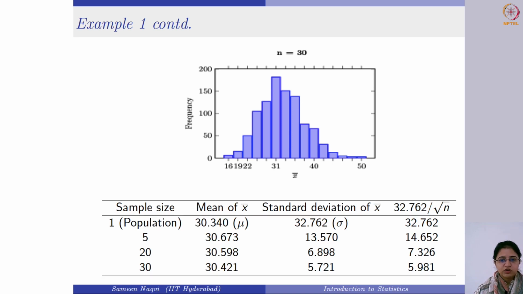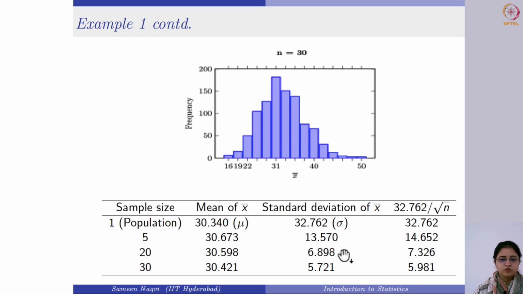If you summarize the observations from these figures, when you take the population itself, mean is 30.34 and standard deviation is this. When we take sample size of 5, the mean remains the same, but the standard deviation is very close to sigma by root n, because sigma is 32.762 divided by root 5. This would be approximately 14.652, and what you have obtained is this. If you take more and more samples, this would become more and more evident. It will become almost the same.